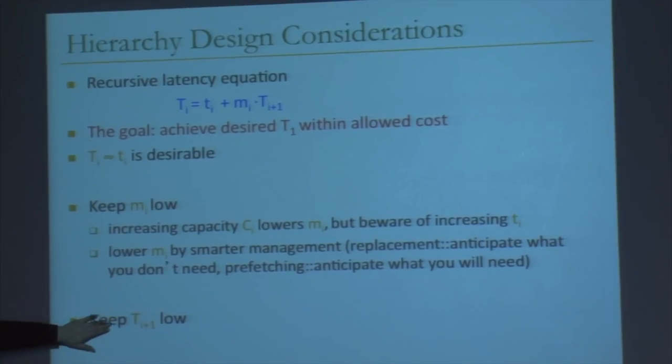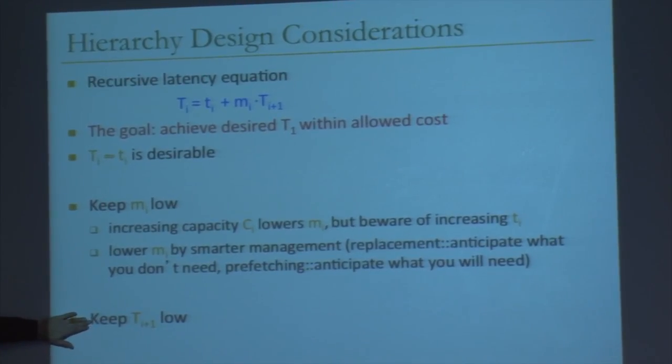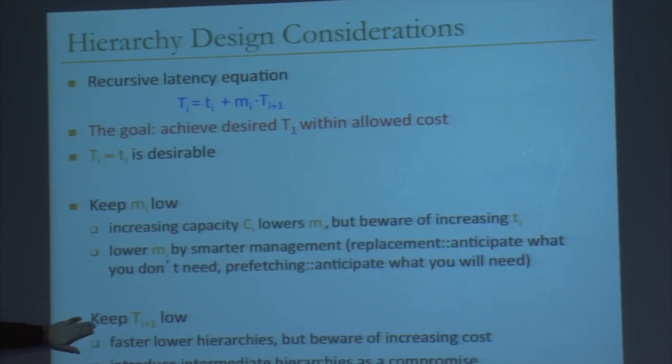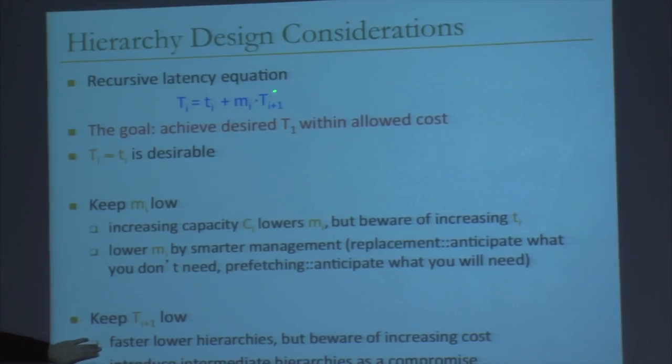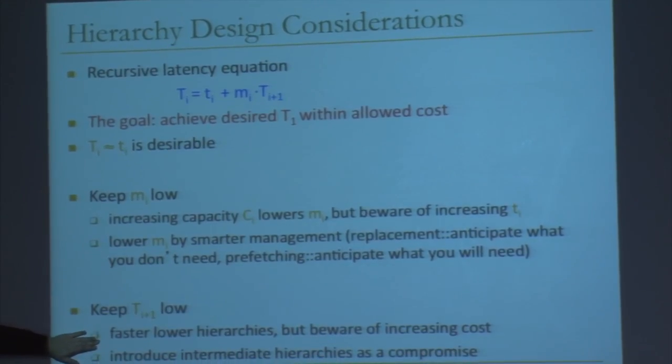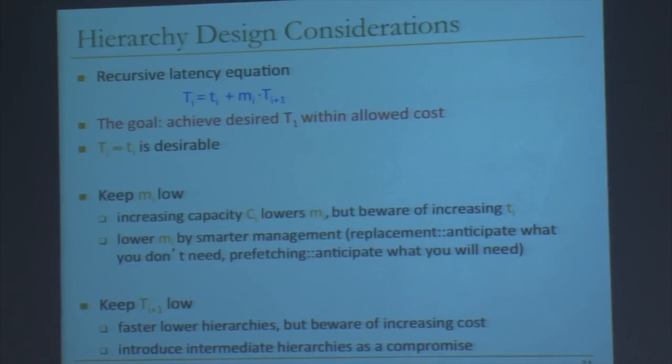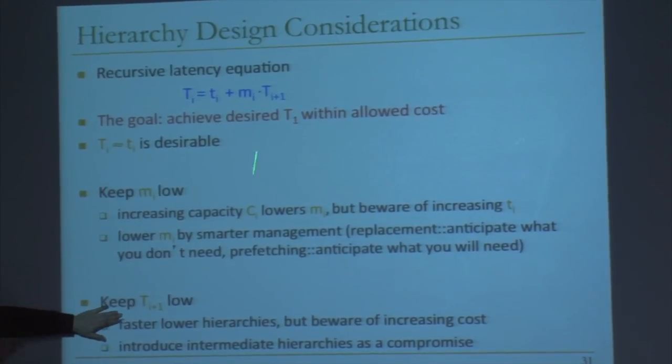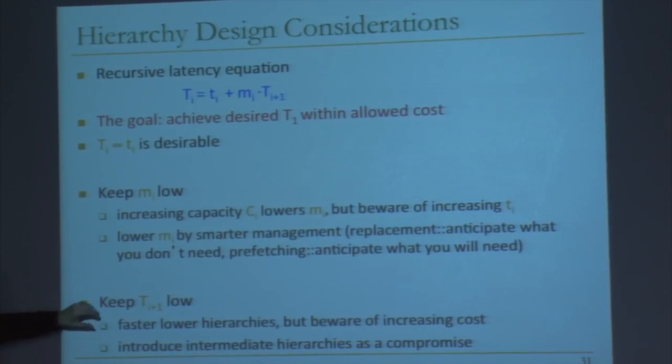The second is you can keep this perceived latency of the lower or higher levels low. You can have faster hierarchies over there, but then again, you can increase cost. So you need to be careful. So this is the reason intermediate levels are introduced as a compromise, to be able to keep this part of the equation as low as possible.